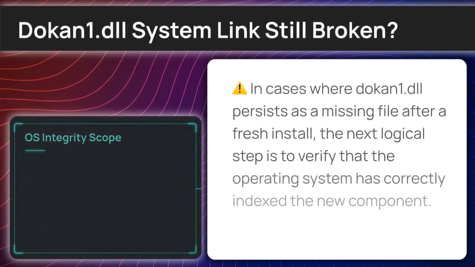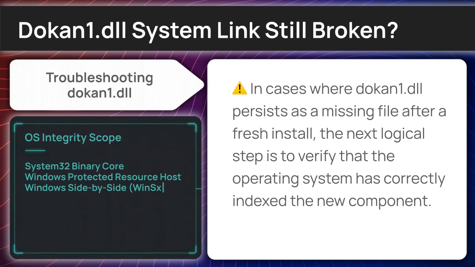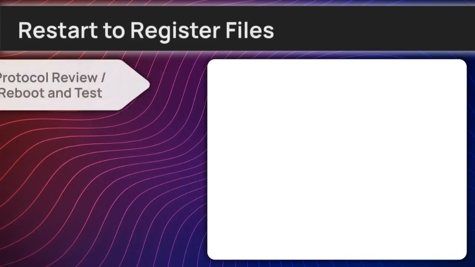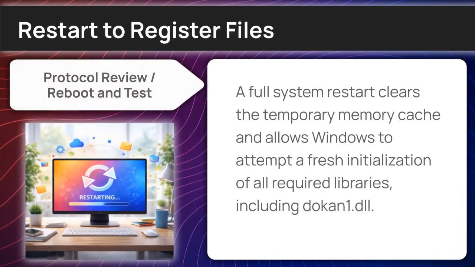In cases where the official installer remains ineffective, we must escalate to a manual review of your system's active runtime state. A simple restart can resolve file-in-use errors that mimic a missing Dokan1 library message. It's a low-effort step that ensures your operating system starts with a clean execution stack.